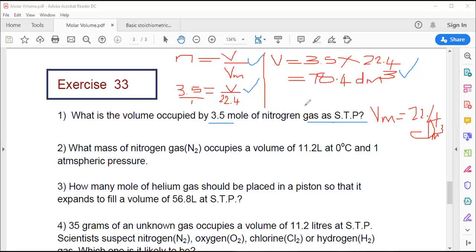Always your answers must have a unit. It's dm cubed. How do you know maybe you're using cubic centimeters? How do you know maybe you're using cubic meters? So if you have no units, you're going to get 2 out of 3. 2 out of 3.